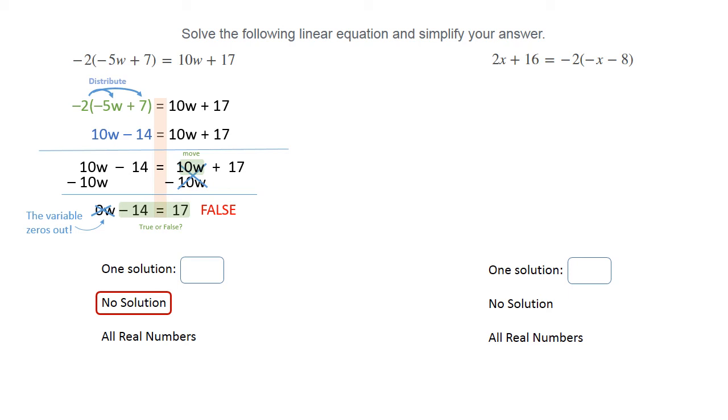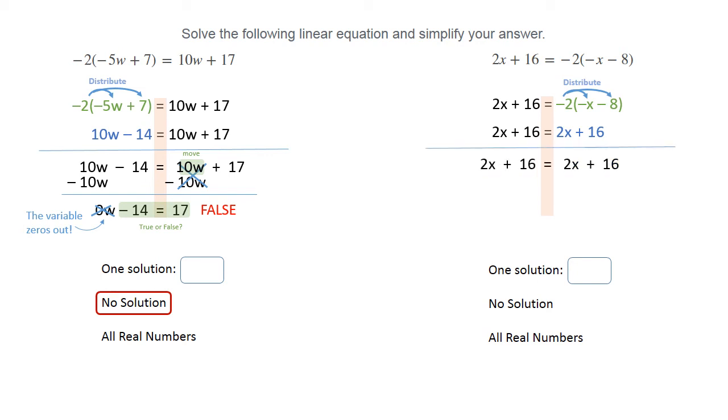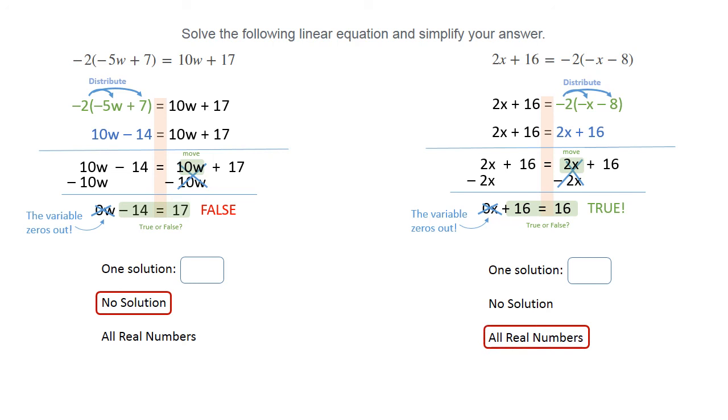The equation on the right, we're going to start with the parentheses again. So distribute that negative 2, and on the right-hand side that will give you positive 2x plus 16. There's no like terms, so we're going to write the equation down again and move the 2x from the right-hand side by subtracting it. That's going to give us a 0x on the left-hand side, and since the variable zeroes out, we're going to look at the numbers that we have left, and we're going to notice that's true. The two numbers are equal. That's a true statement, and that gives you all real numbers.